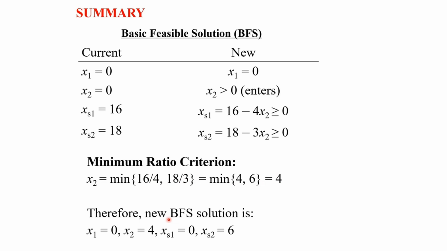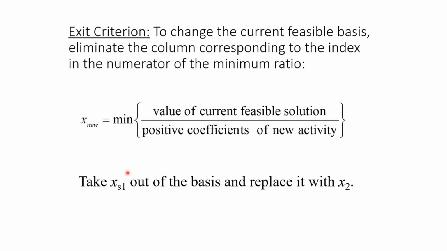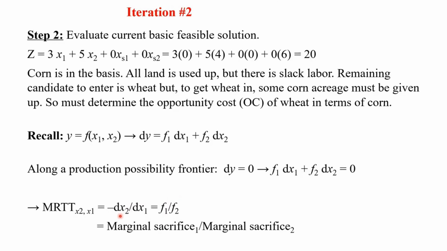Therefore, the new basic feasible solution is x1 is 0, x2 is 4, xs1 is 0, but xs2 remains at 6. The exit criterion, to change the current feasible basis, eliminate the column corresponding to the index in the numerator of the minimum ratio. So the x new is the minimum of the value of the current feasible solution divided by the positive coefficients of the new activity. So take xs1 out of the basis and replace it with x2 is our result.